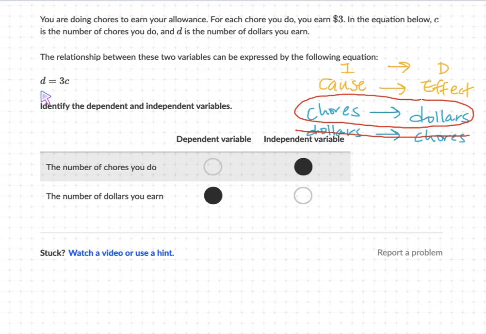So if you look at this equation here, it's basically the dollars that I earn is going to equal 3 times the number of chores that I do. C is the number of chores I do. So if I do 1 chore, then I multiply that by 3 and I would get $3. If I complete, let's say, 10 chores, then 3 times 10, I would earn $30. So it's 3 extra dollars each time I do a chore. Okay, so that's all that equation is telling us. If I change the amount of chores, I'm going to multiply that amount by my 3, and that's going to give me my dollars that I earn.